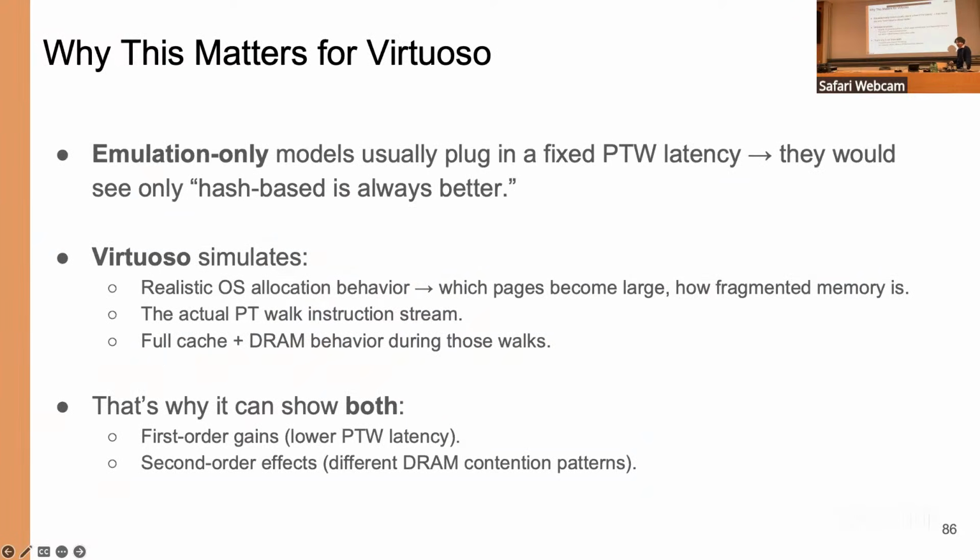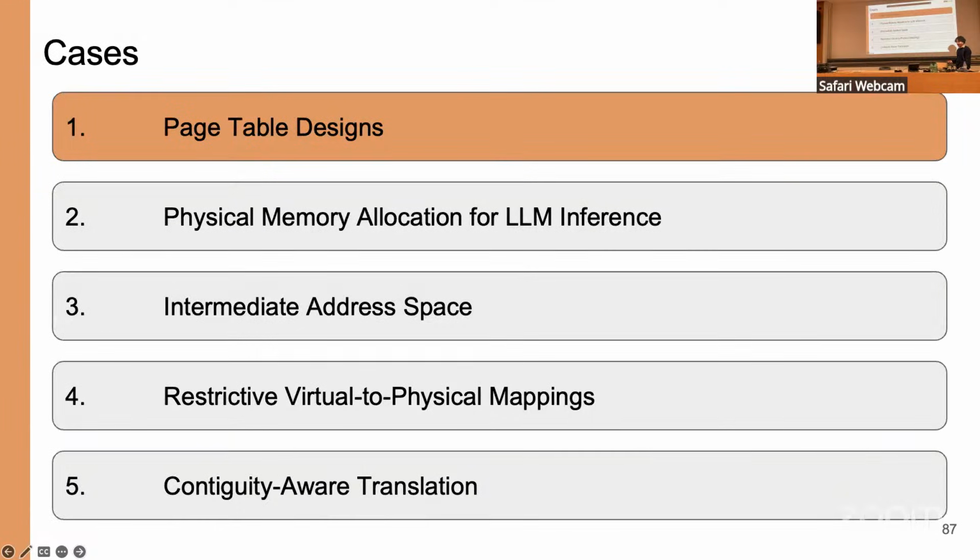And yeah, what you have to get from that is basically that this use case shows Virtuoso isn't just giving us more numbers. It lets us discover that faster page walks can secretly mean worse DRAM behavior, depending on the design. And yeah, page table designs must be evaluated end-to-end, latency and memory system effects, and Virtuoso lets us do that without changing anything except the page table.